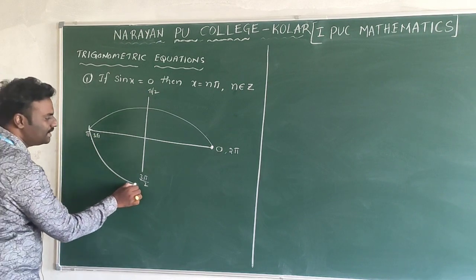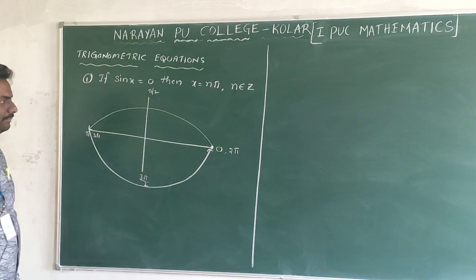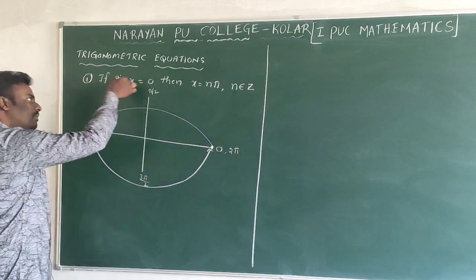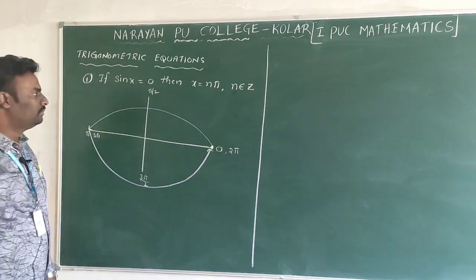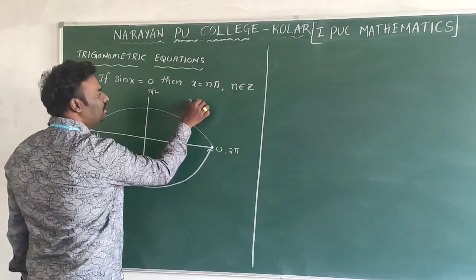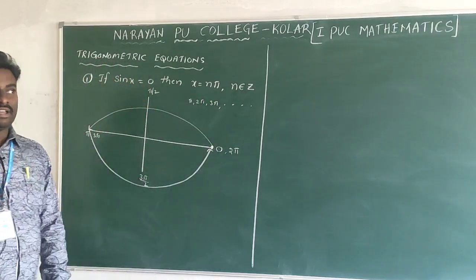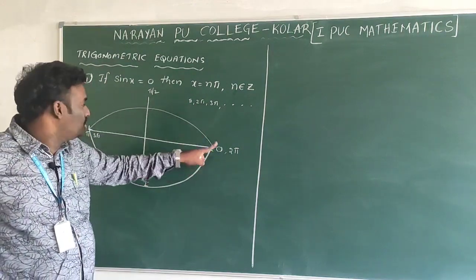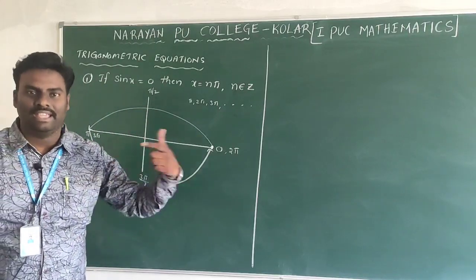Again, if you take it like this, 2 pi, 3 pi, 4 pi, 5 pi, 6 pi, these are all correct. Pi, 2 pi, 3 pi, and so on. These are the positive angles. Why? Because I took the rotation in the anti-clockwise direction.